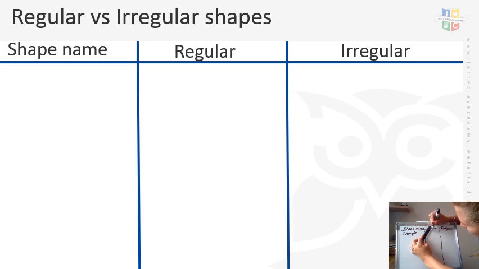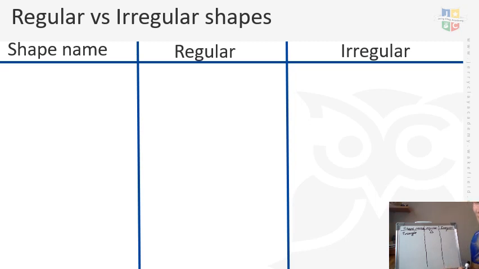I'm going to go down 2 centimeters, across 2 centimeters, and up 2 centimeters. So that's all 3 of my sides the same. Just press that down so you can see that a little bit better. All 3 of my sides are the same length and my angles are the same as well.